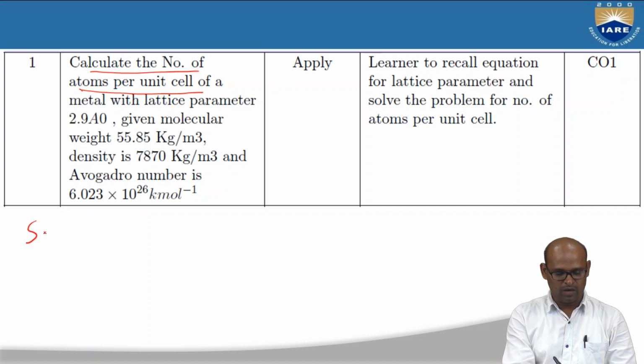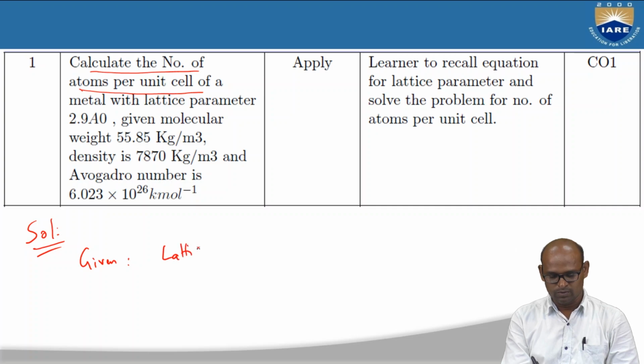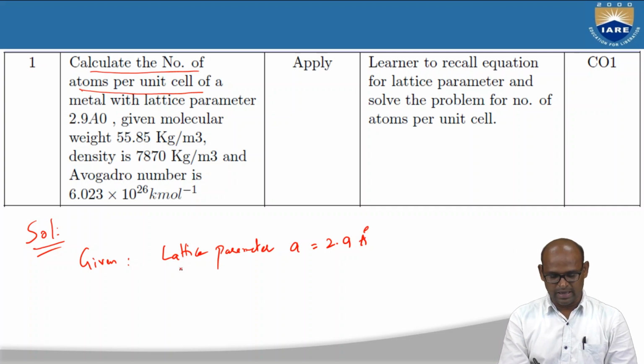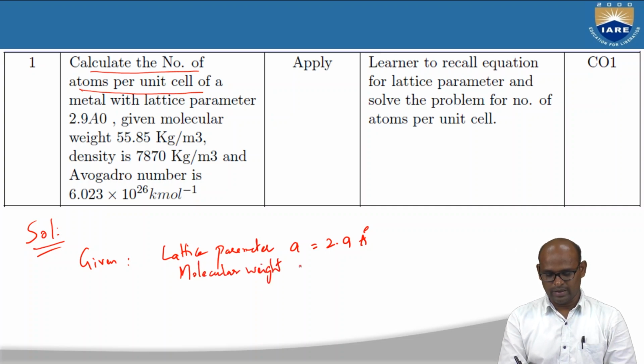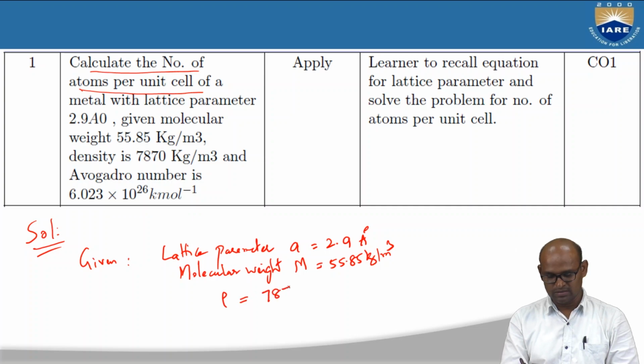Okay, so always we start with whatever is given. Given here, lattice parameter A is 2.9 angstroms, and molecular weight M is 55.85 kg per meter cube, and density is also given. Density rho is given as 7870 kg per meter cube.